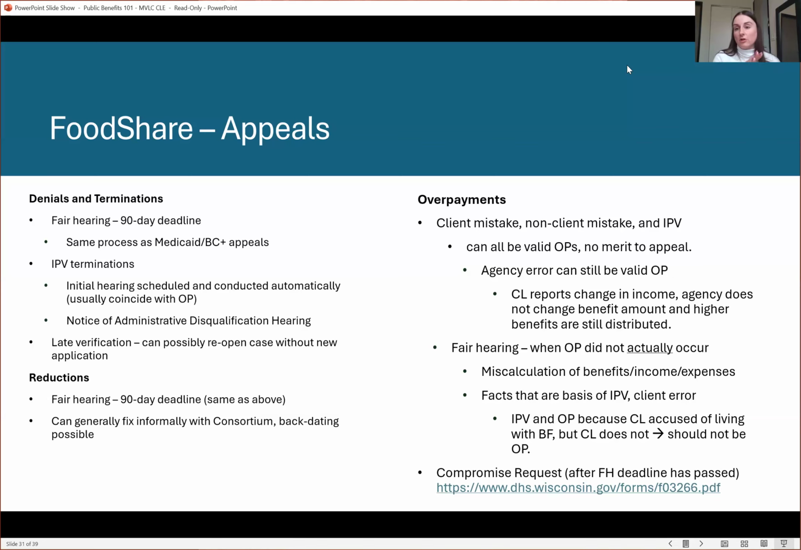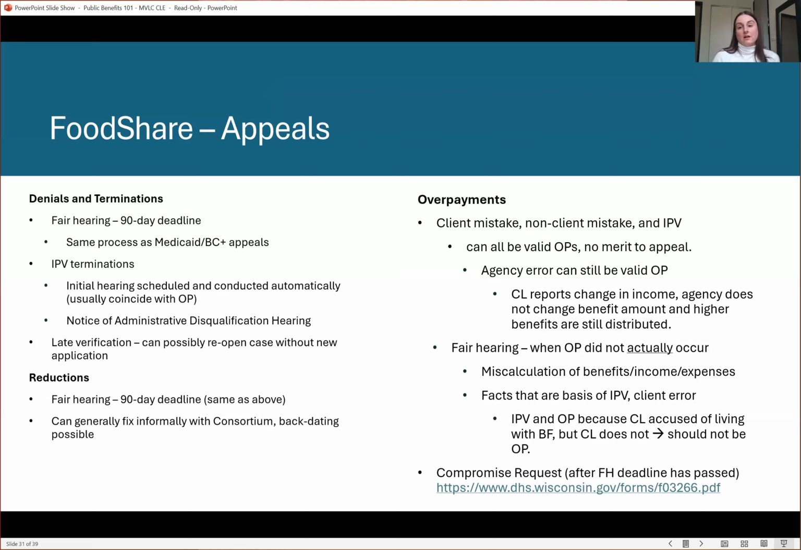This isn't an administrative law judge hearing. It's still within the food share agency. For late verifications, you can possibly reopen the case, just like with Medicaid, if you just submit the verifications, even if they're late. For reductions, generally, these can be fixed informally with the agency just by correcting the information, submitting the correct information to the agency. Benefits can possibly be backdated as well, so you can get a supplement in your food share benefit for 1 month that covers what you should have gotten in previous months. But you can also do fair hearing.